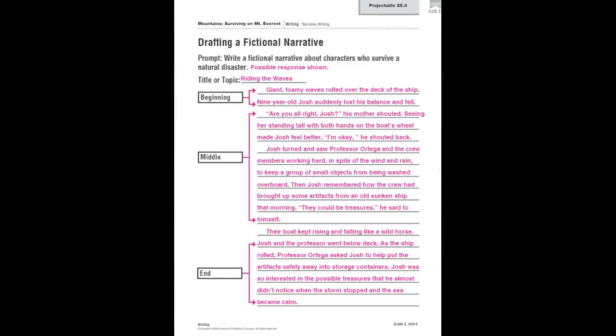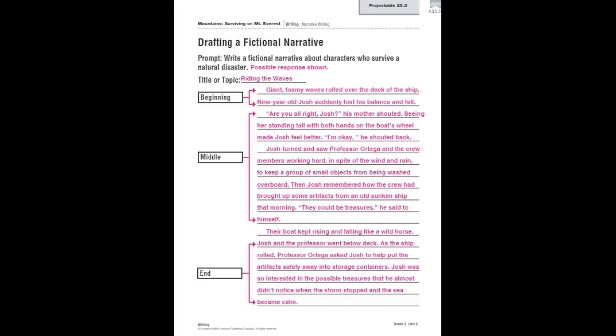So this is what it would look like from the pre-writing organizer that we looked at the beginning of this lesson. So here is the draft, okay? Riding the Waves. Giant foamy waves rolled over the deck of the ship. Nine-year-old Josh suddenly lost his balance and fell. Okay, right there, we have our main character, and we have a problem.